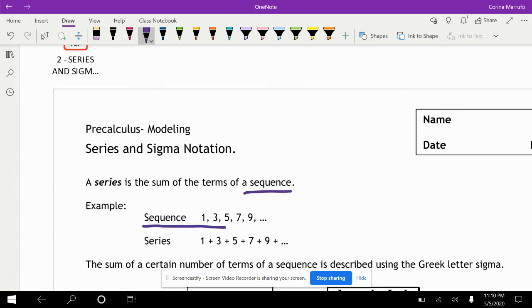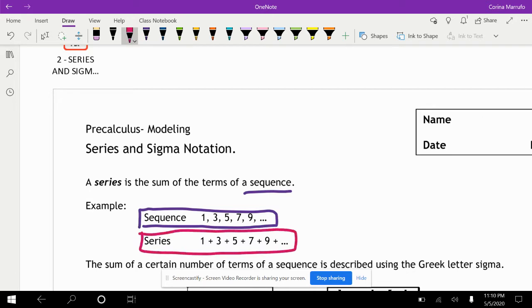This is what your sequence looks like: 1, 3, 5, 7, 9. And your series is when you try to add up these numbers: 1 plus 3 plus 5 plus 7 plus 9. That's the difference between what we're doing today and what we did yesterday.